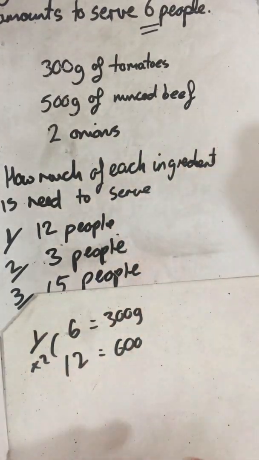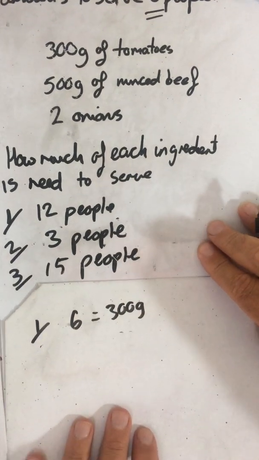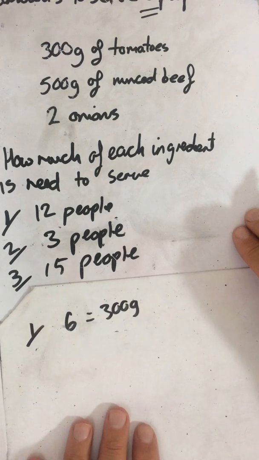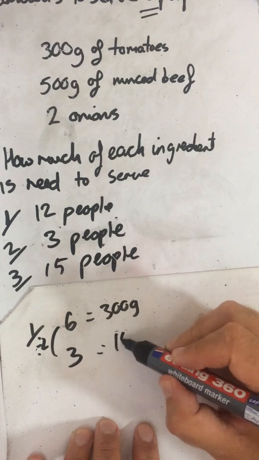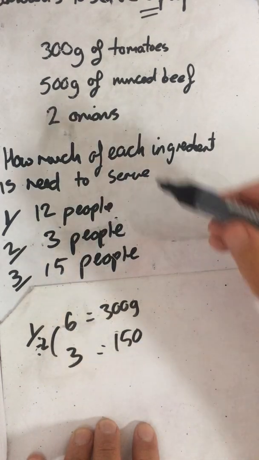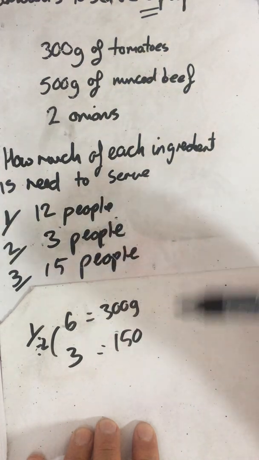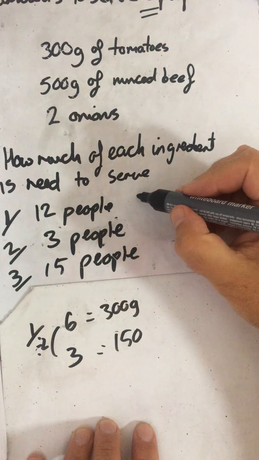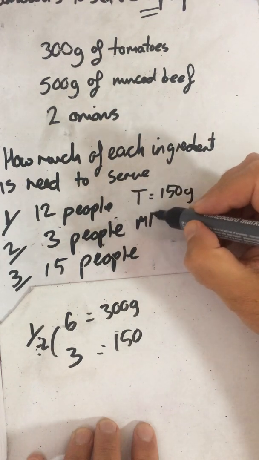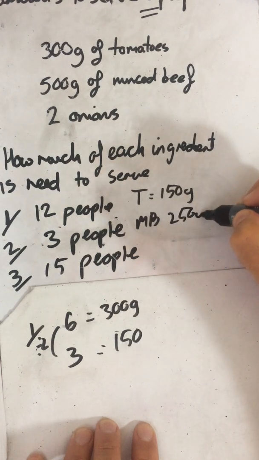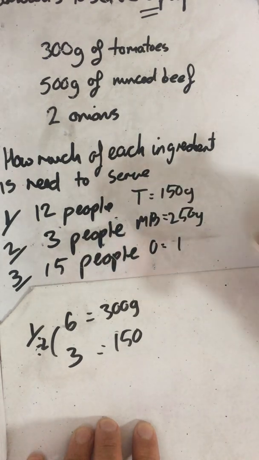Then if we have a look at the second one, again, 6 people. For 6 people, you need 300. For 3 people, again, we're dividing by 2, we're halving. So that would be 150. Because we go from 6 people to 3 people, you're halving the amounts. So again, nice and easy. So the tomatoes would be 150 grams, minced beef 250 grams, and then onions, you just need 1 onion.